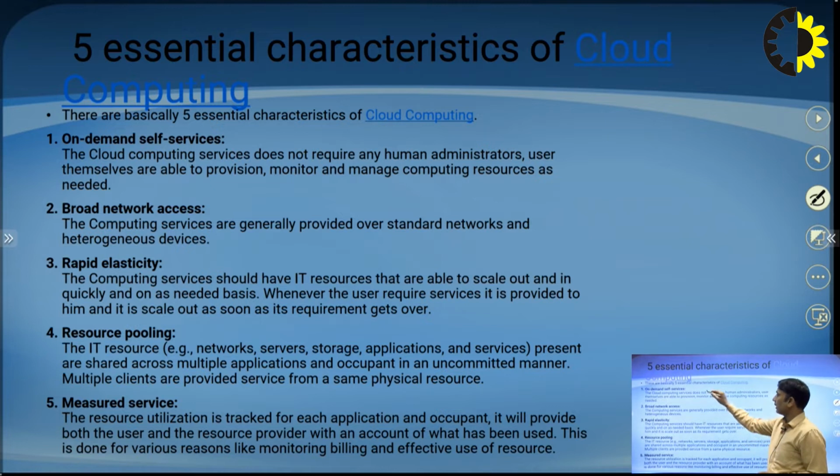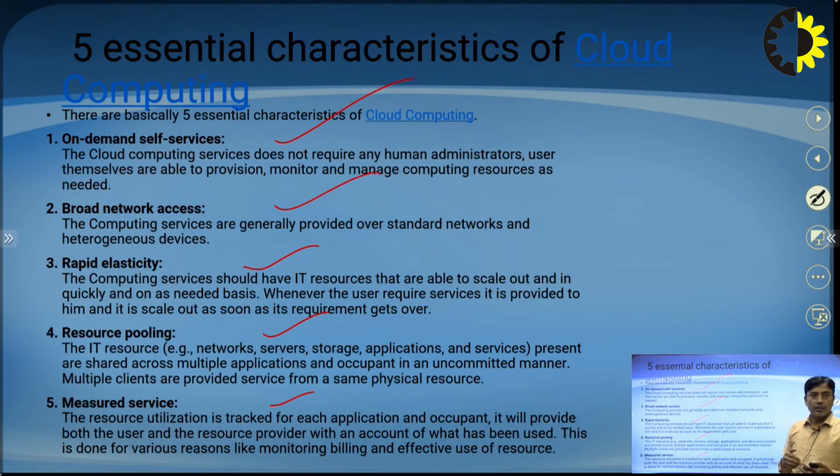So, these are the 5 basic characteristics: on-demand, broad network access, rapid elasticity, resource pooling, and measured service. Let us see one by one. So, on-demand self-service. What is the meaning of this one? On-demand self-service. You can think what type of services, what type of nature is known as on-demand self-services.